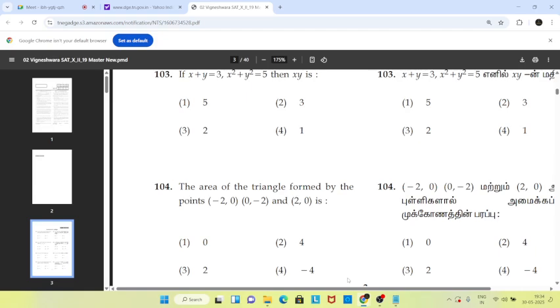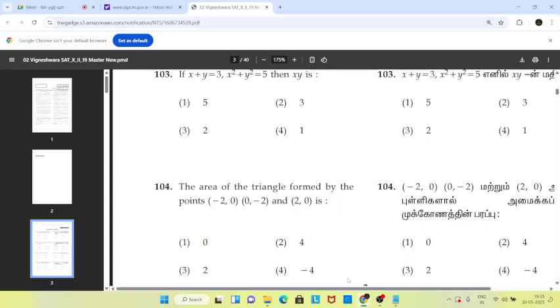Quick, quick. Somebody read. The area of the triangle formed by the points (-2, 0), (0, -2), and (2, 0).